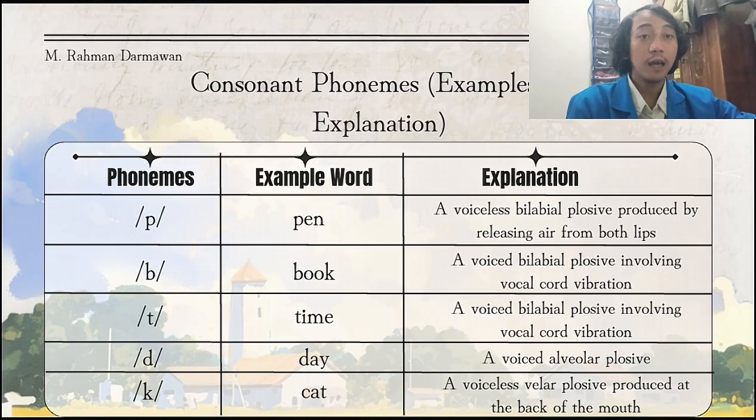For d, the example word is day, and the explanation is a voiced alveolar plosive. And the last one, k, the example word is cat, and the explanation is a voiceless velar plosive produced at the back of the mouth.